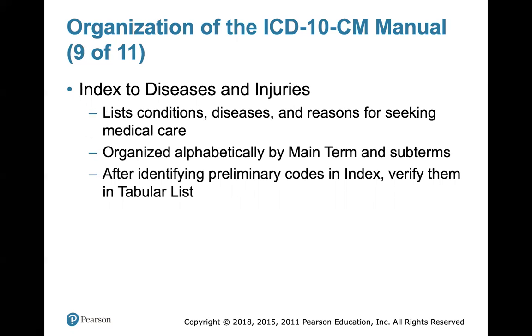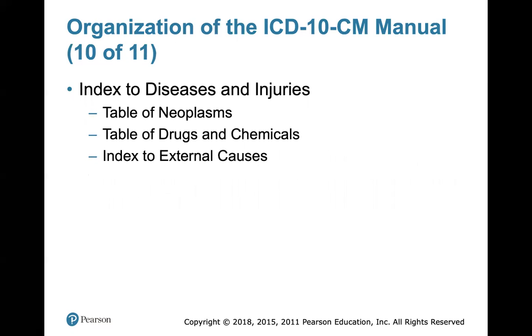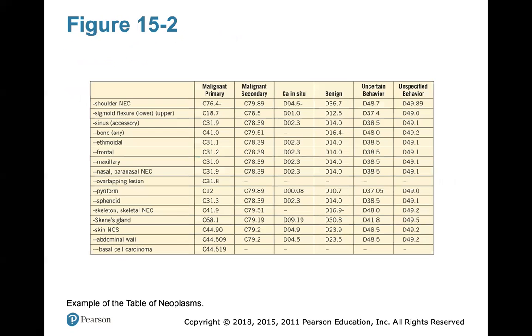So the Index of Diseases and Injuries lists conditions, diseases, and reasons for seeking medical care. It's organized alphabetically by main term and subterms. After identifying the preliminary codes in the index, you verify them in a tabular list. There's a table of neoplasms, of drugs and chemicals, and index to external causes.